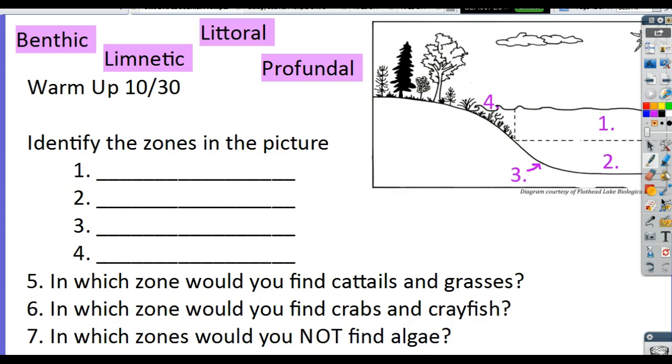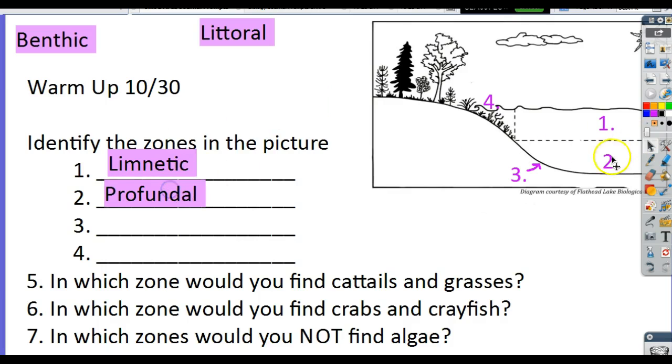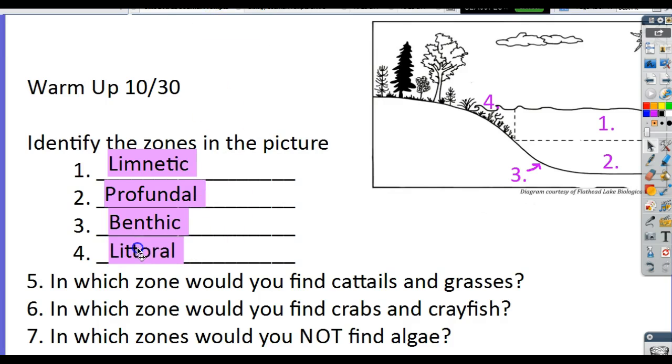Okay. So the first zone is which one? Limnetic. You can think, I mean, the only thing I can come up with is you go out on a limb to get to the middle of a lake. I don't know. Okay. So we have limnetic. Number 2, profundal zone. It's deep. Number 3, benthic. This is the mucky bottom where lots of organisms live. Okay. And then we have littoral. Somebody said the litter is by the shore.